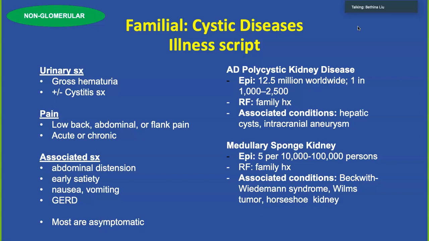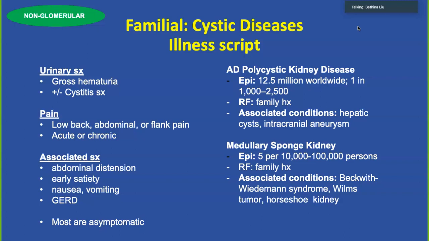Two causes of these cystic diseases include autosomal dominant polycystic kidney disease, which is estimated to affect 12.5 million people worldwide, which is also estimated to be 1 in 1,000 to 2,500. A risk factor to look for would be a family history of similar symptoms or an established diagnosis. Associated conditions with polycystic kidney disease include hepatic cysts and intracranial aneurysms.